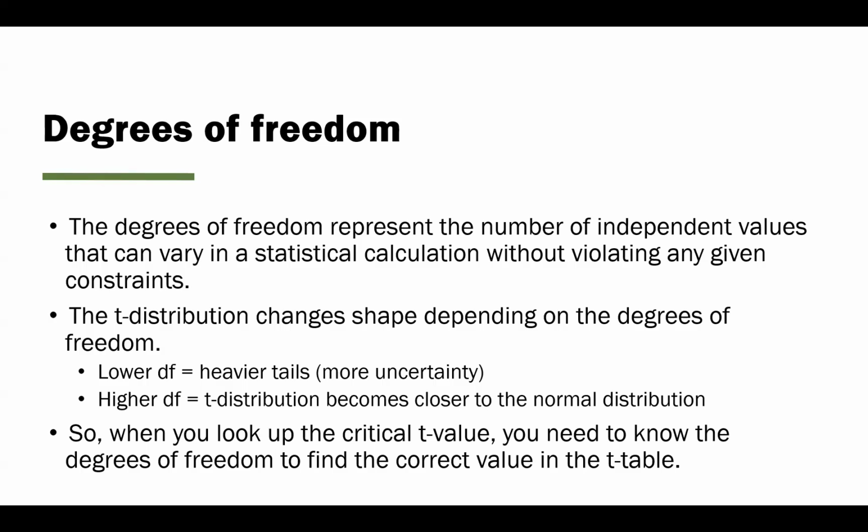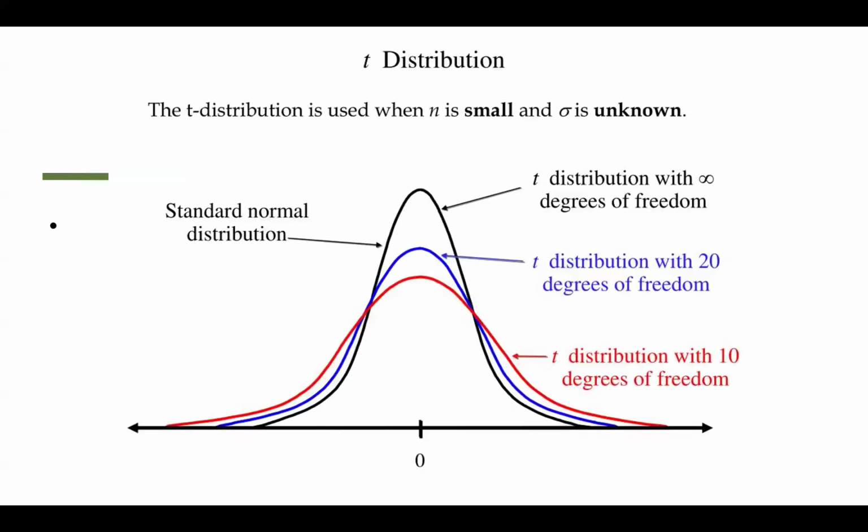The t distribution changes shape depending on the degrees of freedom. Lower degrees of freedom lead to heavier tails, meaning more uncertainty. Higher degrees of freedom means the t distribution becomes closer to the normal distribution. So when you look up the critical t value, you need to know the degrees of freedom to find the correct value in the t table. I'm going to describe degrees of freedom with this figure. I hope it will become clearer.